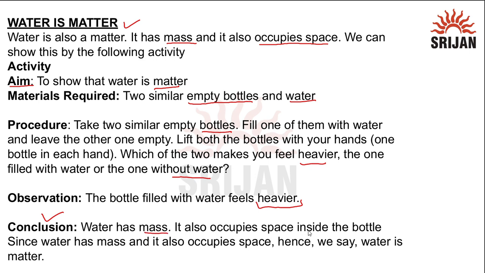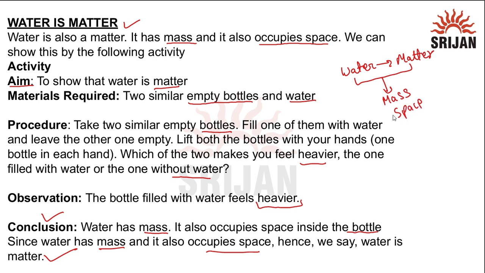It also occupies space inside the bottle. Since water has mass and occupies space, we can say that water is also matter. So from this activity we prove that water is also matter. The basic condition for an object to be matter is that it has some mass and occupies space, right?